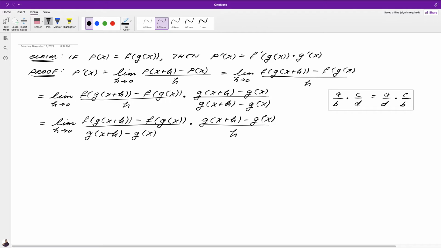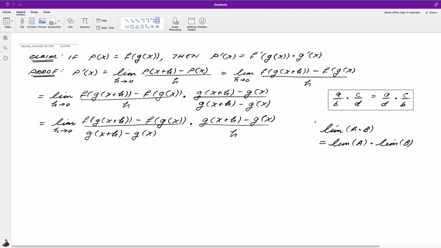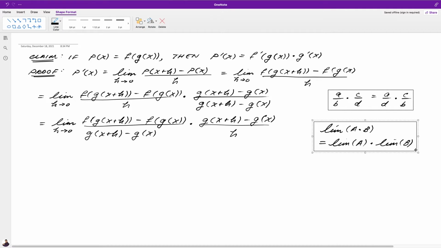Okay, now admittedly this is g of x plus h minus g of x over h, not the limit as h goes to 0 of g of x plus h minus g of x over h. But remember that it actually is, because the limit of a product is the same thing as the product of limits, right? The limit of a product is the same thing as the product of the limits. Isn't that nice? In fact, these limit properties are exactly as we would want them to be, right?